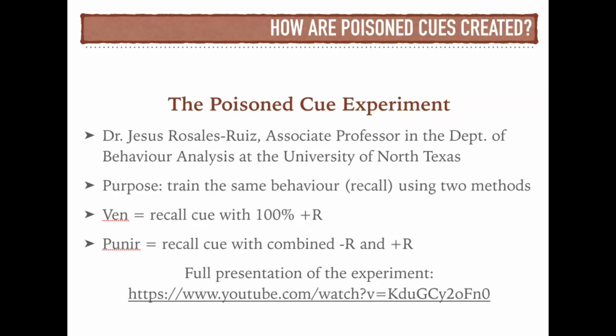Now, after they had been training for a while, and I forget how many training sessions they did, but they ended up doing quite a few. It was well over 100. But fairly early on into the experiment, both cues developed a reliable recall. The dog would come if you said VEN, and the dog would come if you said punir.